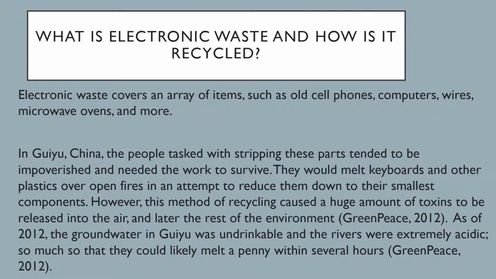In Guiyu, the people tasked with stripping these parts tend to be impoverished and they needed the work to survive. So in order to break down these complex items, they would use acid to extract precious metals such as silver and copper, and they would melt keyboards and other plastics over open flames in an attempt to reduce them to their smallest components. However, as one might guess, this method of recycling caused a huge amount of toxins to be released into the air and the rest of the environment.